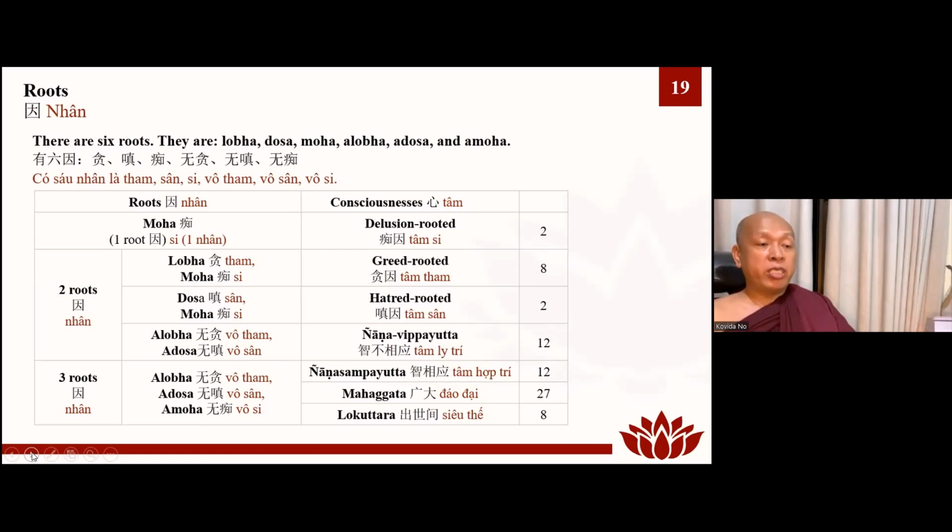3-rooted: alobha, adosa, amoha. That means all the nana sampayutta, that means knowledge-associated consciousnesses. Also mahaggata means all the jhana consciousnesses. Lokuttara means all the supramundane consciousnesses. So they are called 3 roots.